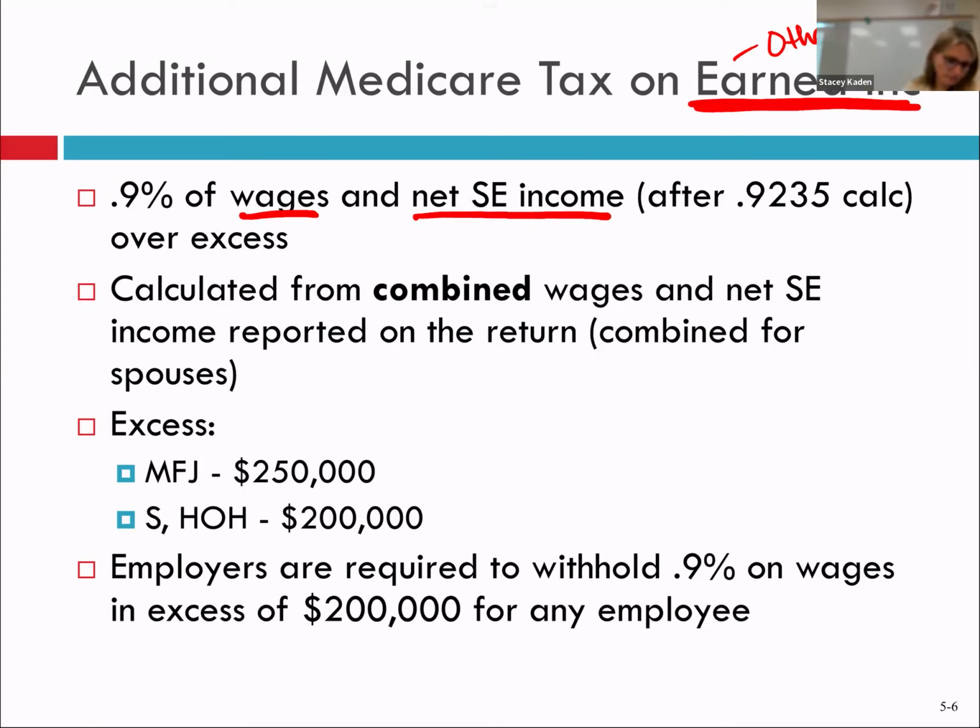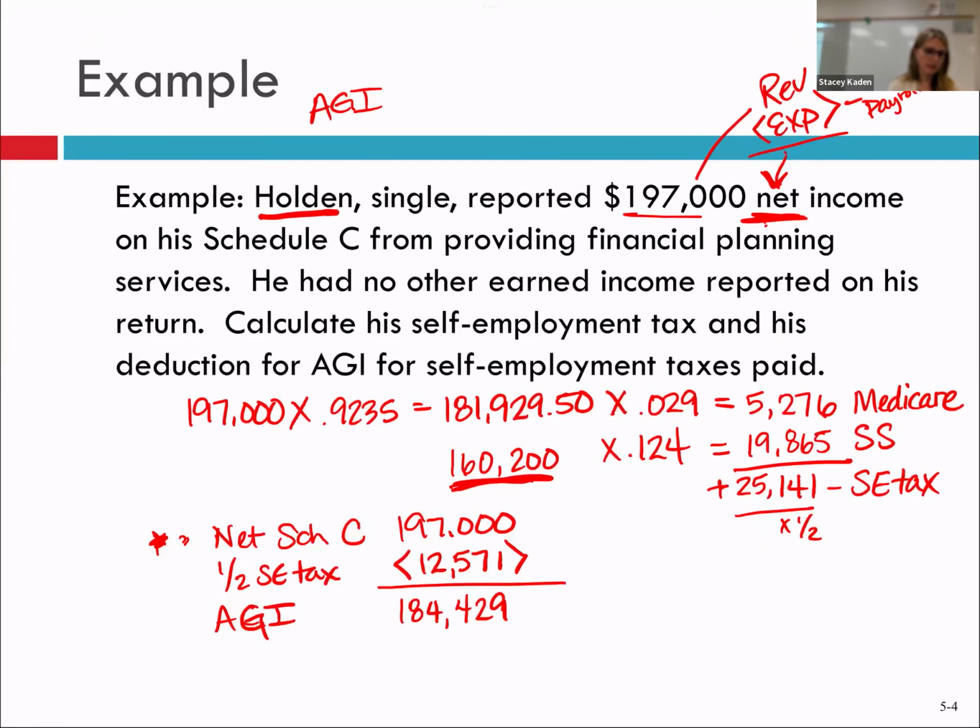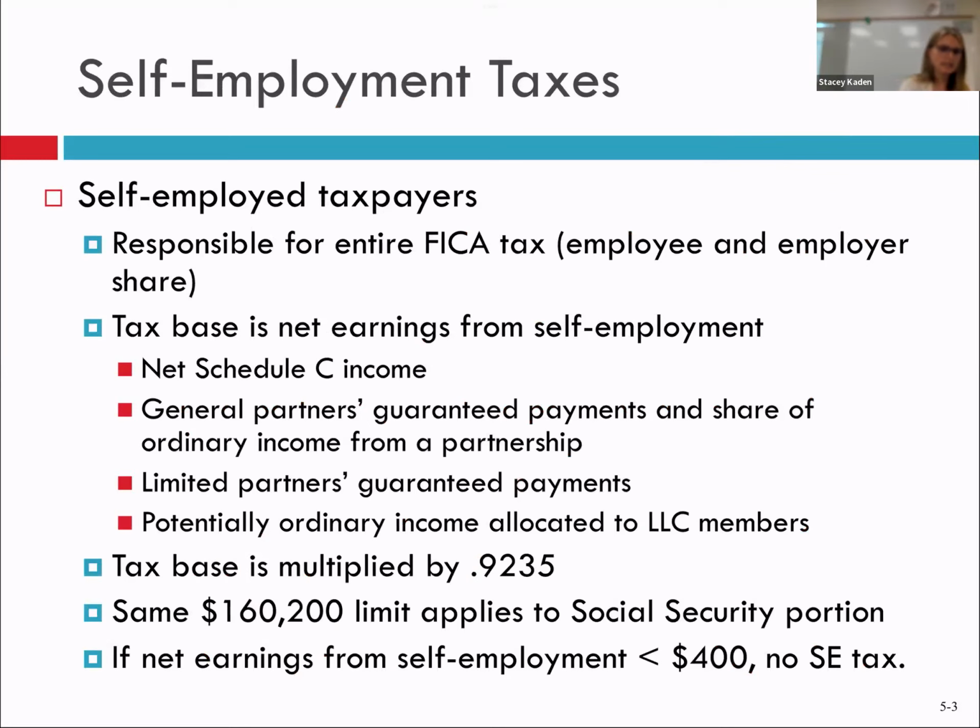0.9% on there. This is calculated from the combined wages and net self-employment income reported on the return. It's combined for spouses. All right, which means I failed to mention something back here on self-employment taxes. This is calculated per person.